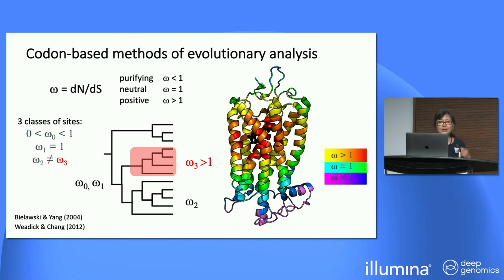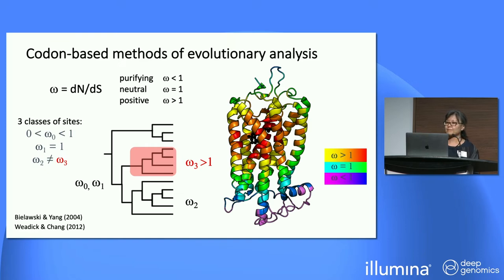All right? And then, of course, the really powerful thing about these methods is that they allow you to also classify different sites in the protein as to which class of selective constraint they fall into. As you can see here, you can map the sites onto the structure of the protein as well.